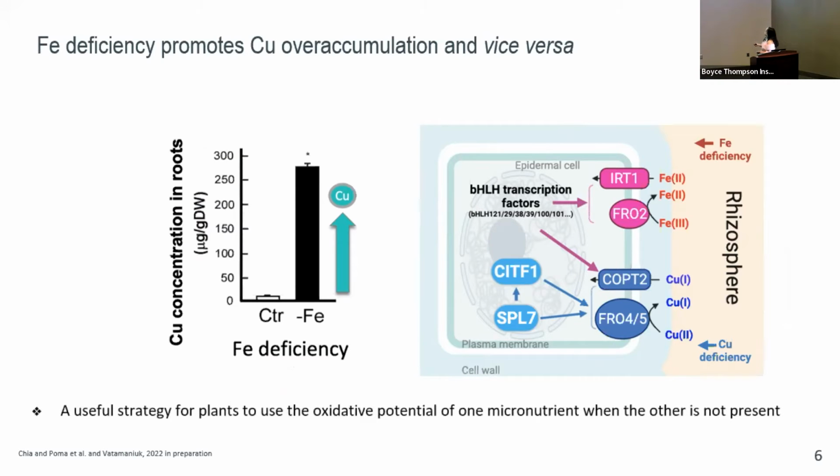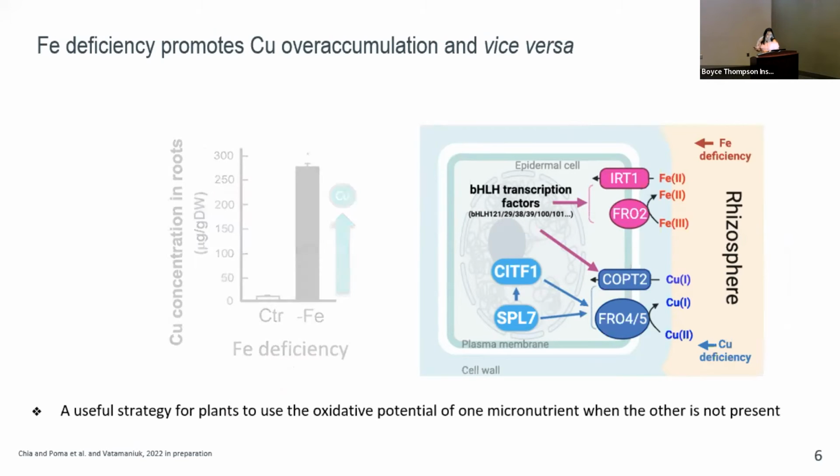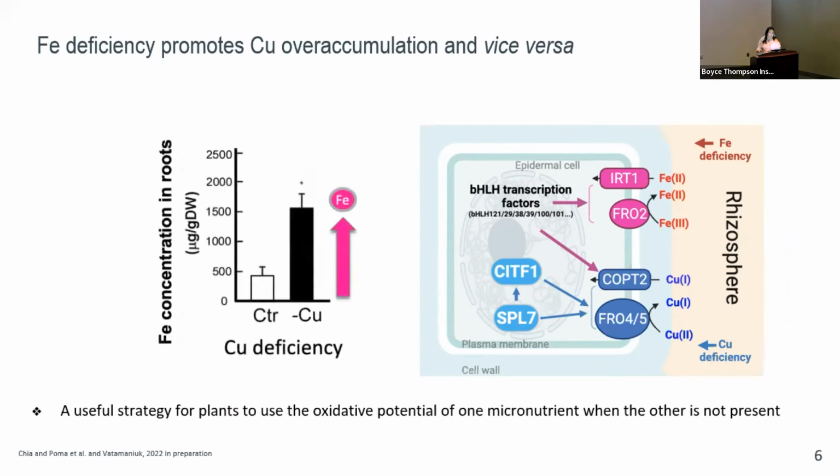And we believe this is a useful strategy for plants to use the oxidative potential of one micronutrient when the other is not present. We can see the opposite is also true with iron accumulation under copper deficiency.